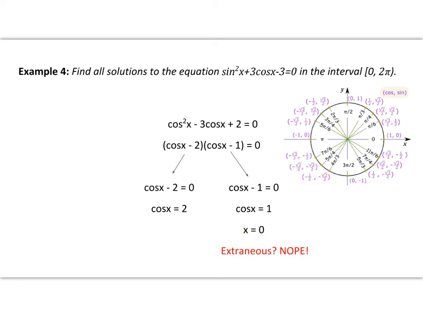Remember that we still need to check and see if it's extraneous. So when I look back at the original equation, so not this one that I used the Pythagorean identities for, but my original equation, and I plug in x equals 0, because the original equation only has sines and cosines in it, and both sine and cosine are always defined for all real numbers, we know that we're good. So it's not extraneous, and we can go ahead and list x equals 0 as our solution to this equation.